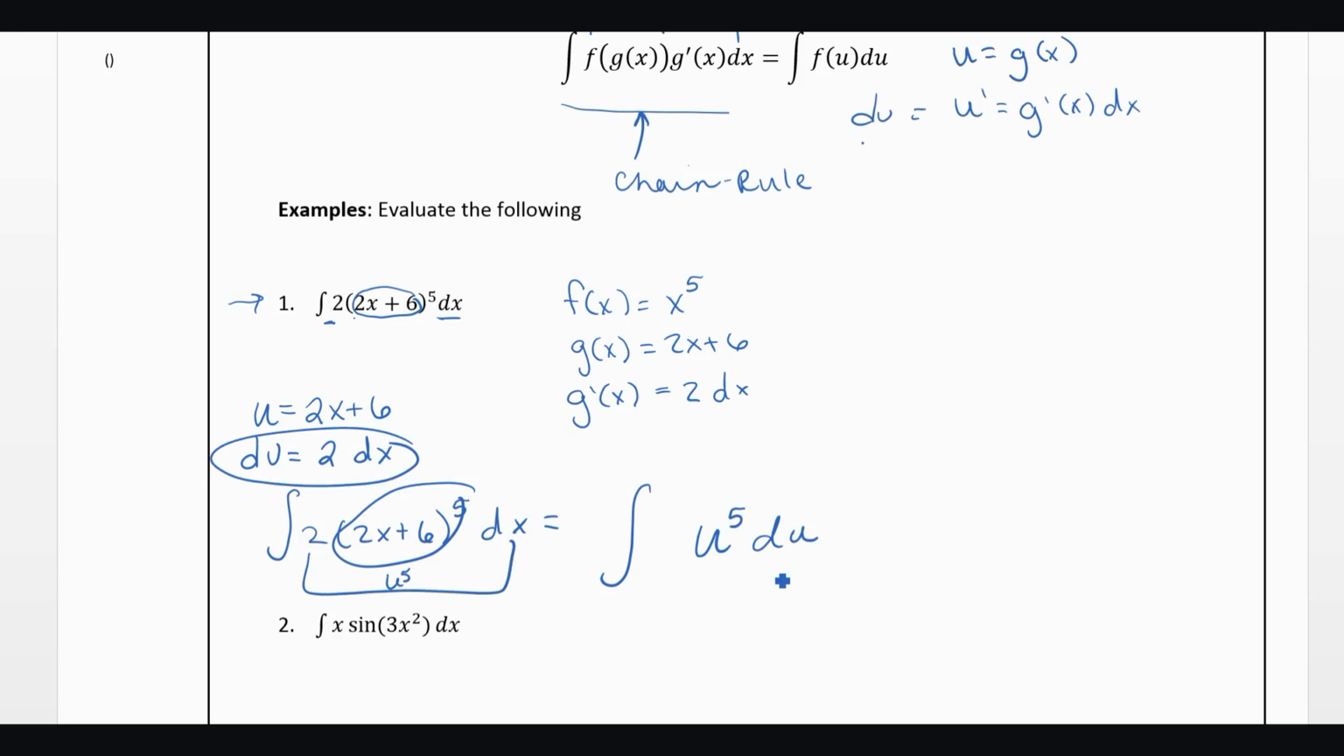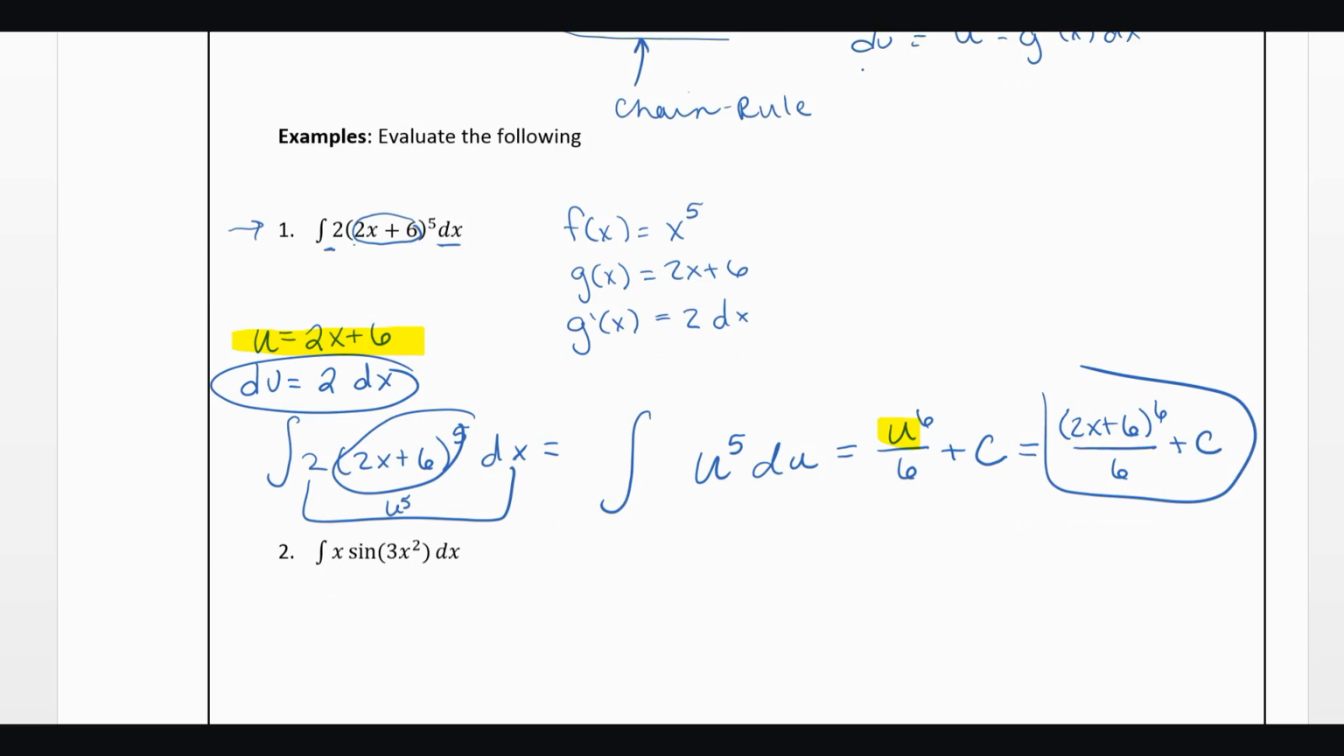Now, that's an integral that we know how to integrate. We know that this is equal to u to the 6th over 6 plus c. Now, our original integral was in terms of x, so we need to get this back in terms of x. So we look back and see what u was equal to, and we see that u is equal to 2x plus 6, so we need to plug that in here. So our final answer here would be (2x plus 6) to the 6th over 6 plus c.